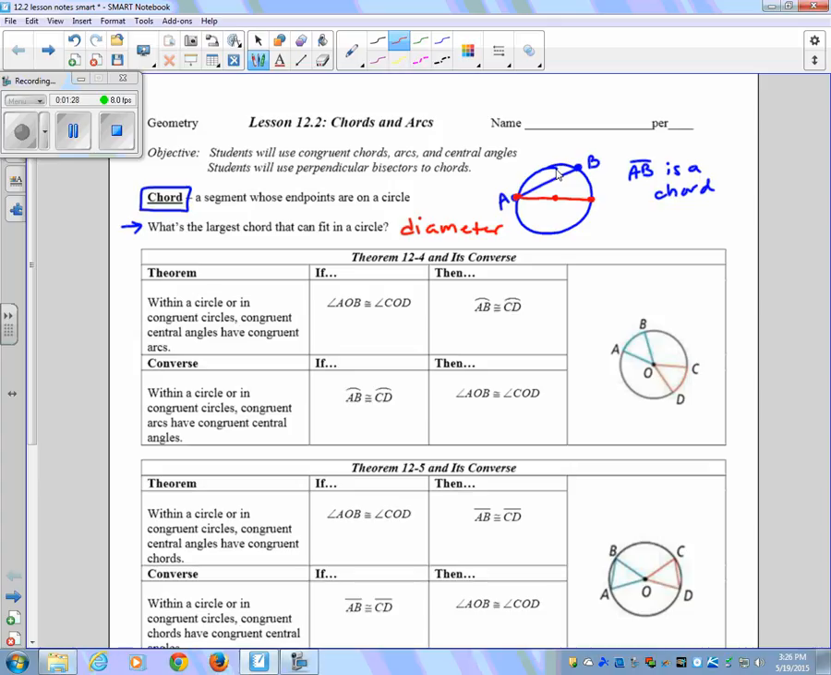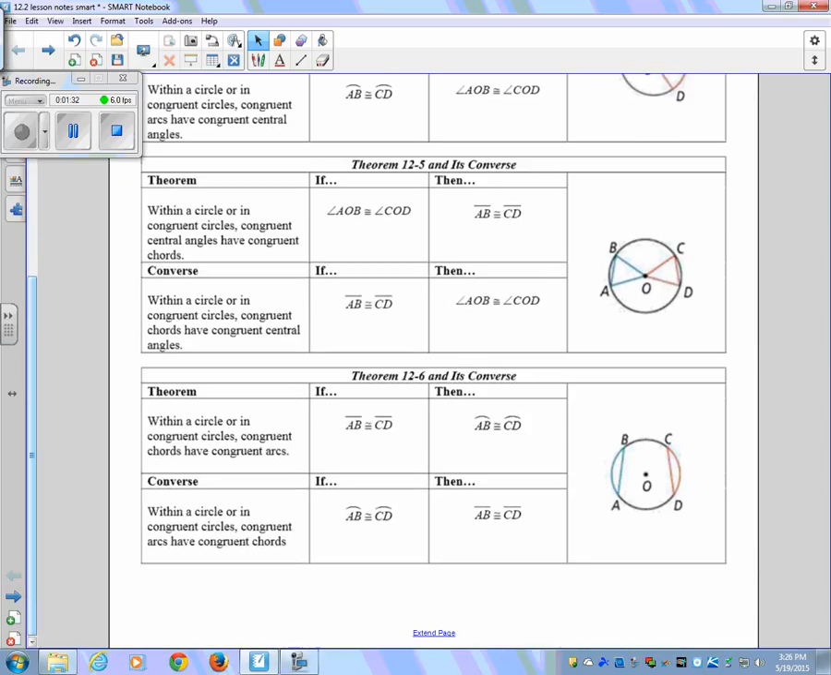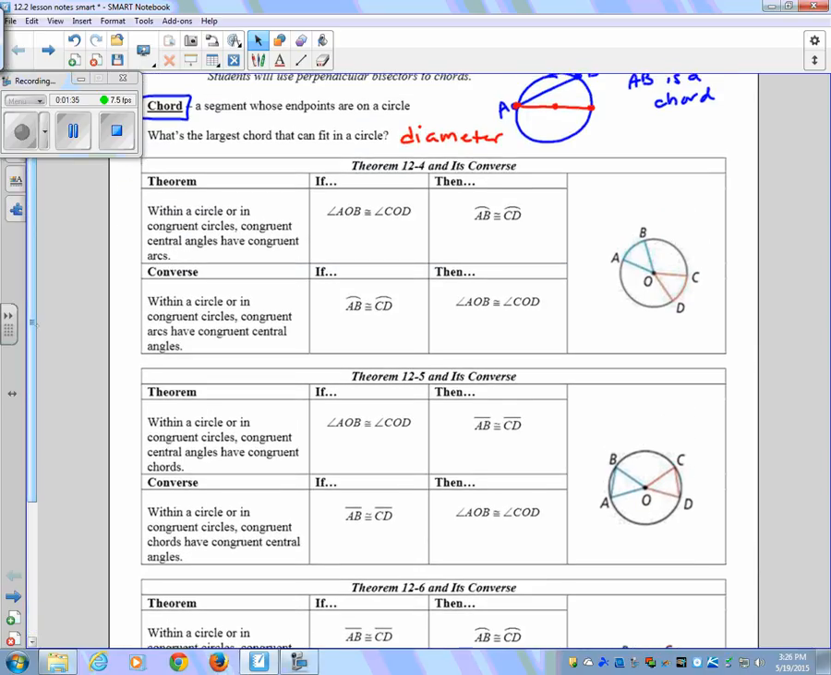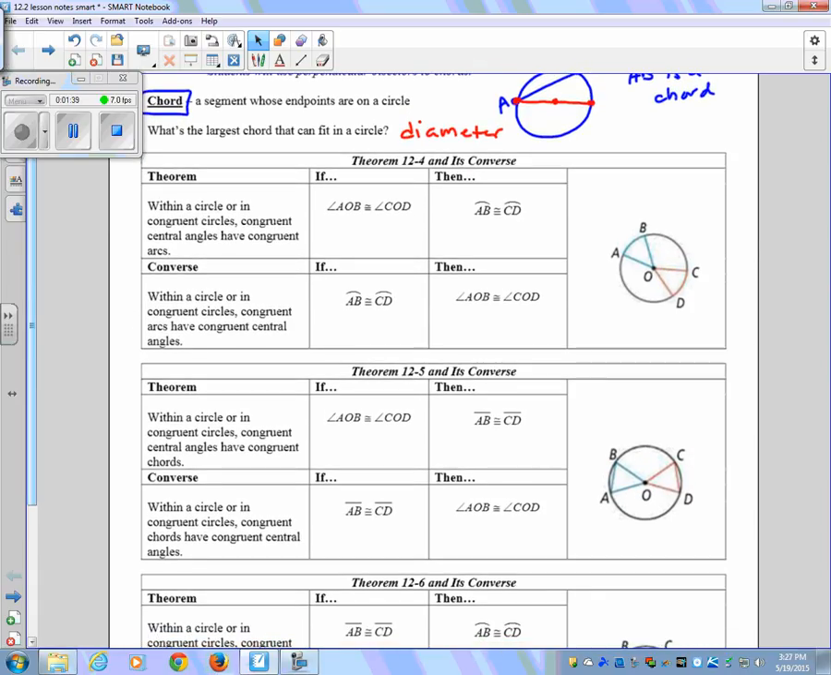Okay, we have got a lot of theorems here. Let me just look ahead. See all these theorems? I think there's 12 altogether. So that's a lot of theorems. Most of them are the theorem and the converse, and they all relate to circles and the arcs, central angles, and chords. So most of it is pretty intuitive if you remember what we learned about central angles before and what we learned about arcs before.